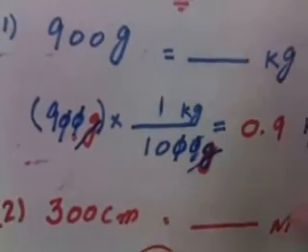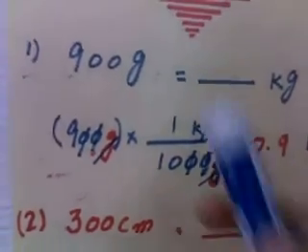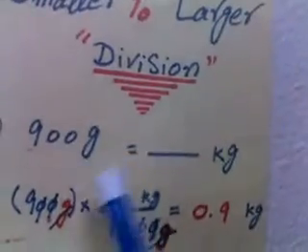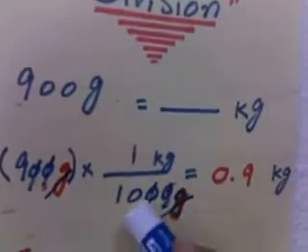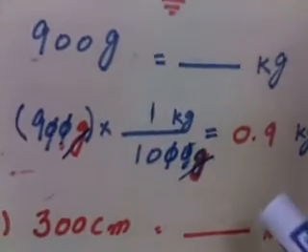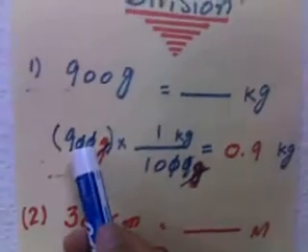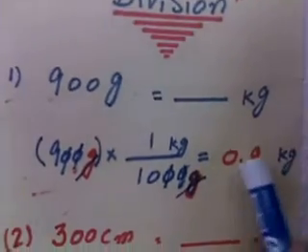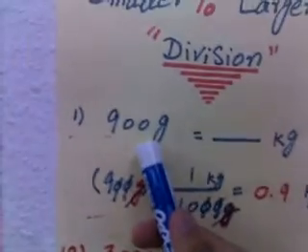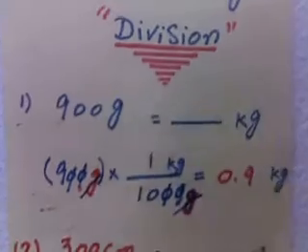In a simple way, you can memorize: 900 gram divided by unit. For example, 1 kilogram is equal to 1000 gram. So we want to convert here 900 gram into kilograms. So 900 gram divided by 1000 grams. You can use a calculator. So 900 gram divided by 1000 grams will be 0.9 kilogram. So 900 gram is equal to 0.9 kilogram. Here we have divided it.